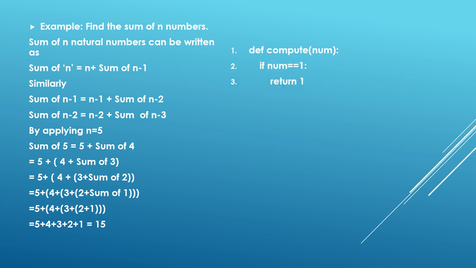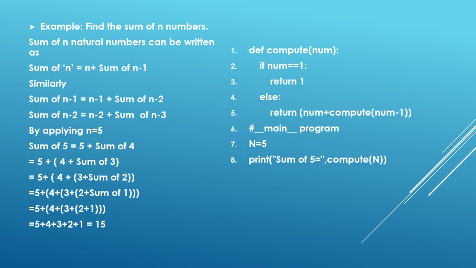Now look at the program here. def, the function definition, compute of num. This is the function header. Whatever value you want to find the sum for, you are getting that value. The very first thing that I am writing here is the base case. If number is equal to 1, then you have to return the value 1. So sum of 1 is 1. No need to do any calculation. The result is known, so I am returning that value directly.